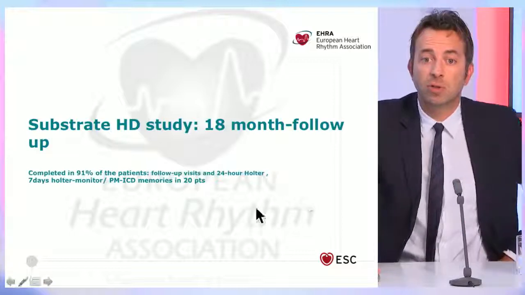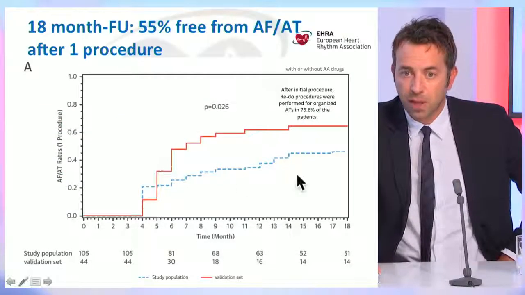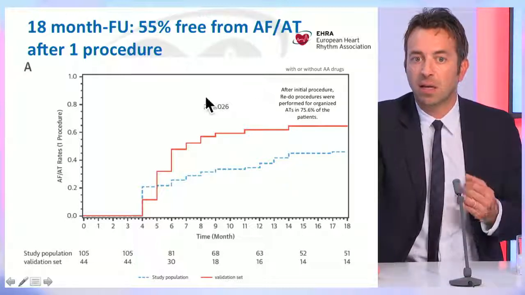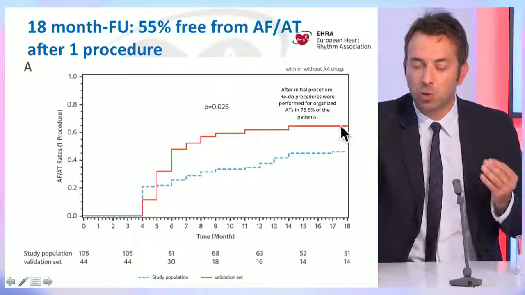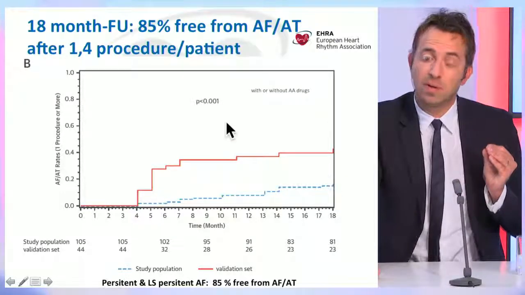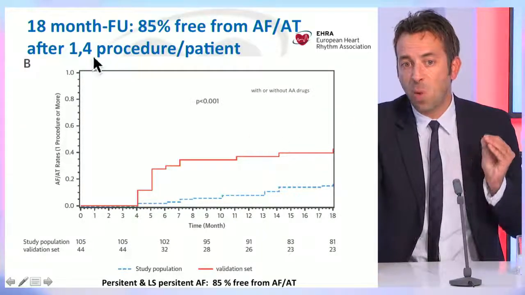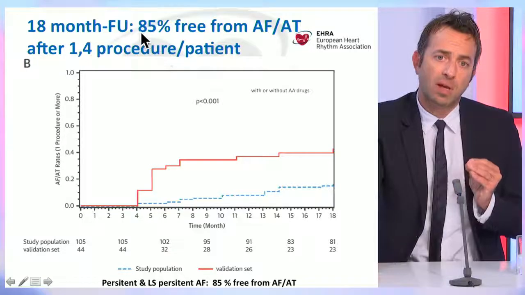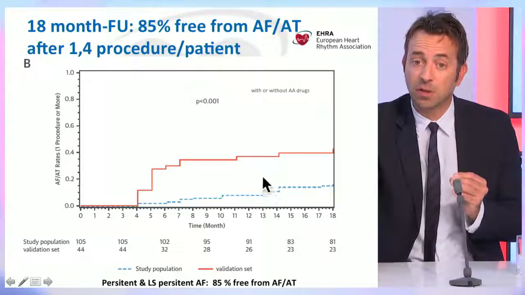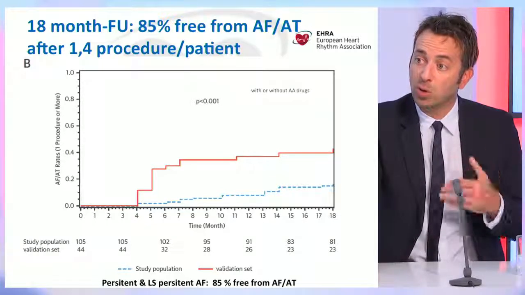Okay, so let me show you now the 18 months follow-up of the patients in the Substrate study. After one procedure, you can see on this slide that the freedom from any arrhythmia, AFib or AT, was 55%. It was better than in the control group, but the difference was not impressive. The difference is better and more important after multiple procedures. You can see that after 1.4 procedures per patient, we have 85% of patients free from any arrhythmia, and patients with persistent and long-standing AF had the same results. So I think, in my opinion, these patients must have radiofrequency ablation if we want to have good results.